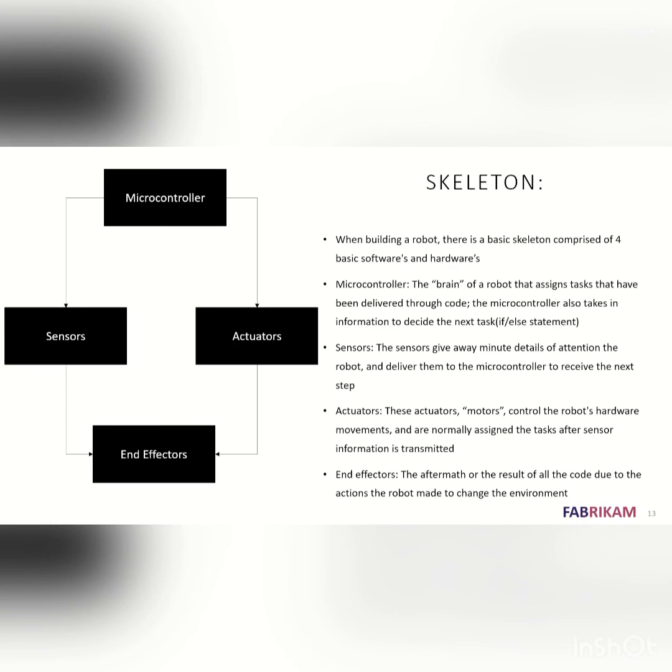And now let's talk about the last one, the end effectors. Now the end effectors are basically the aftermath, the result of all the code, due to the actions the robot made to change the environment. So it's basically what happened after. And the robots all go through the skeletal system, well, basically a cycle, I would say. And robots must go through the cycle to actually be successful and achieve something. So yeah.